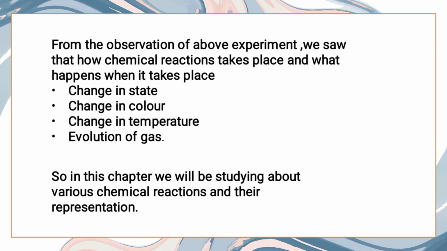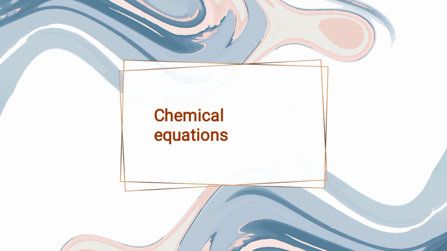chemical reactions. So now we have seen that a magnesium ribbon is forming magnesium oxide when it reacts with the oxygen. So how do you represent this reaction? In the whole chapter you will be studying how all the chemical reactions are represented. So, chemical equations.